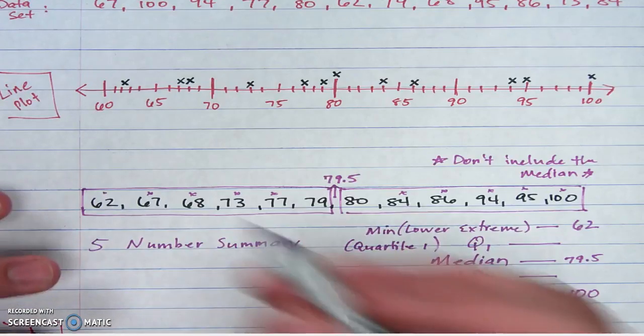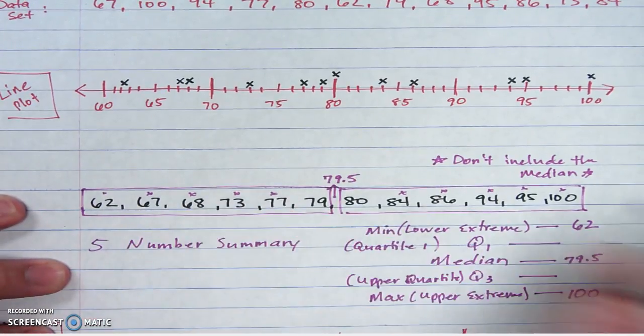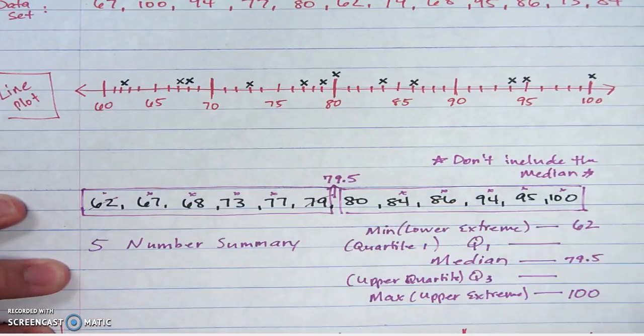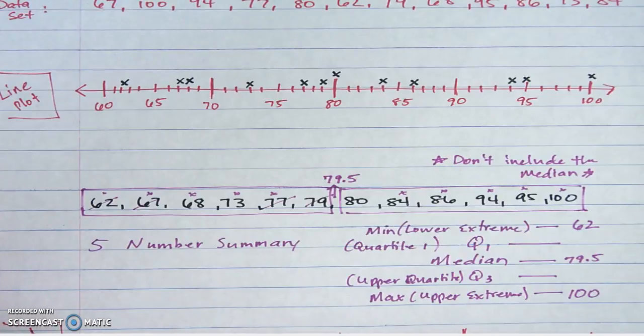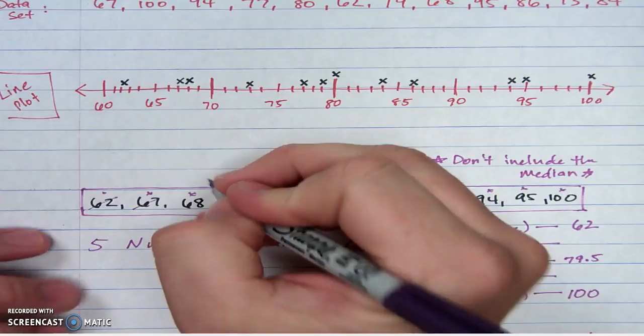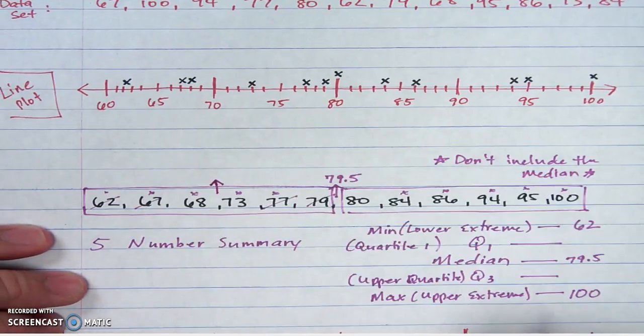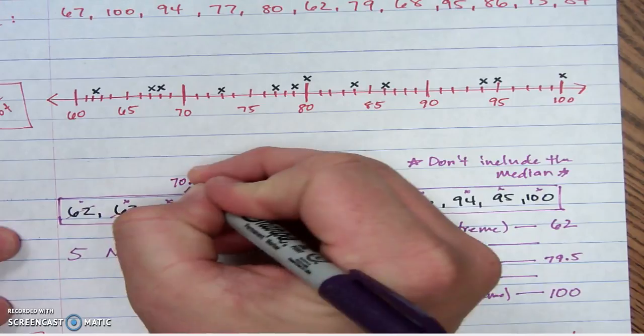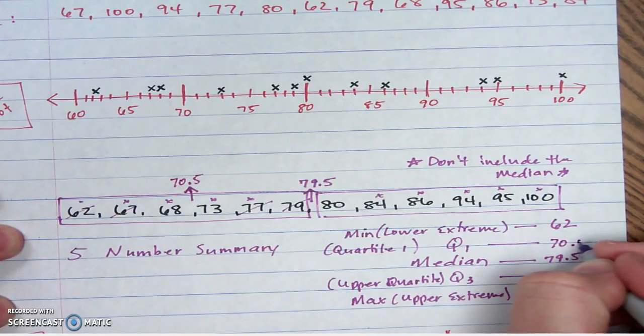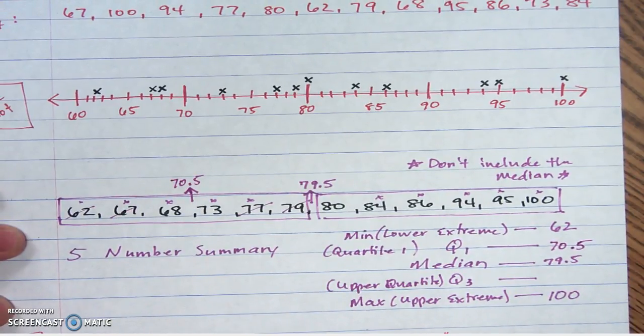So let's go ahead and go through it again. Now I can cross them off a little bit lightly. 62 and 79, 67 and 77. Again, I have no clear number in the middle, so I need to take the average of 68 and 73, which is going to give me 70.5 as my lower quartile, or Q1.